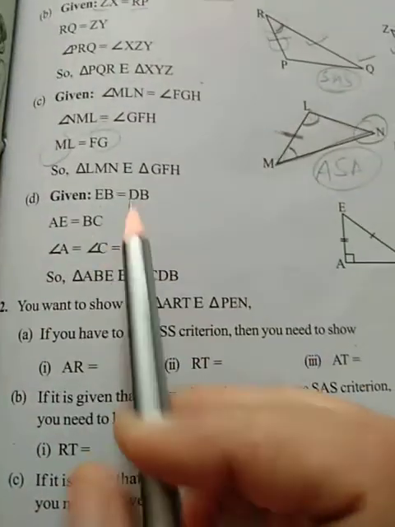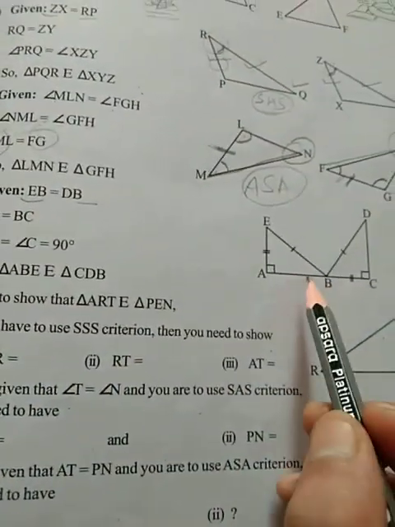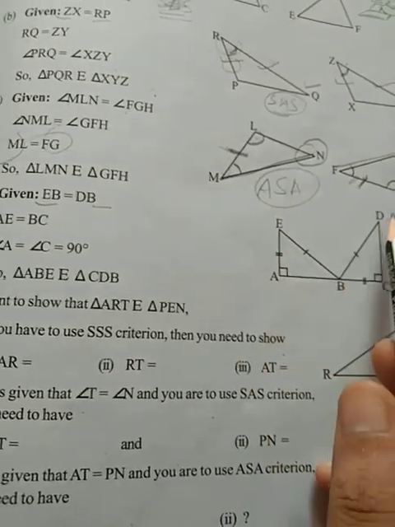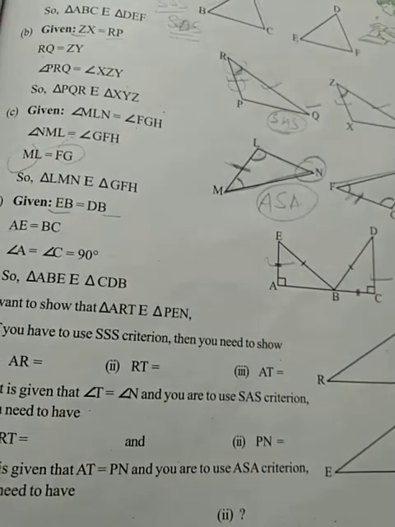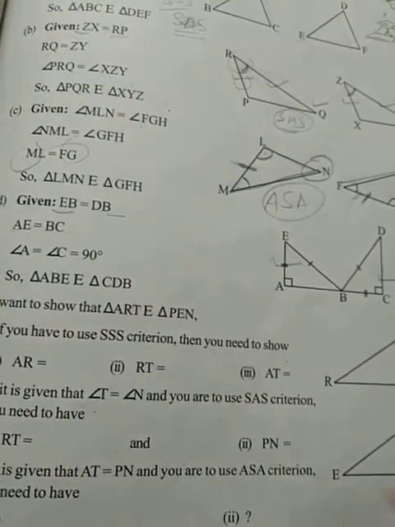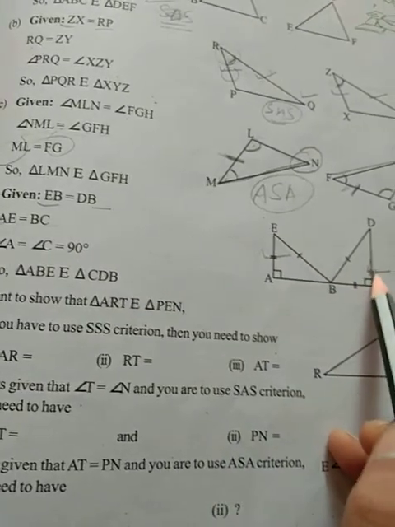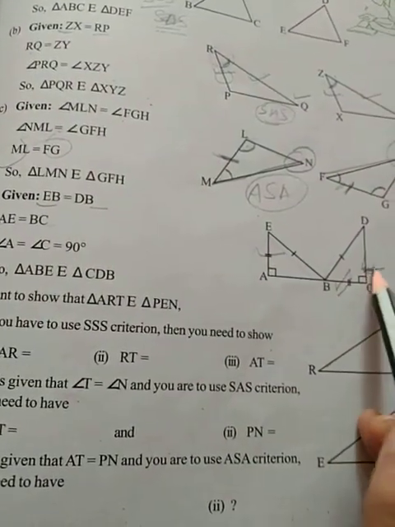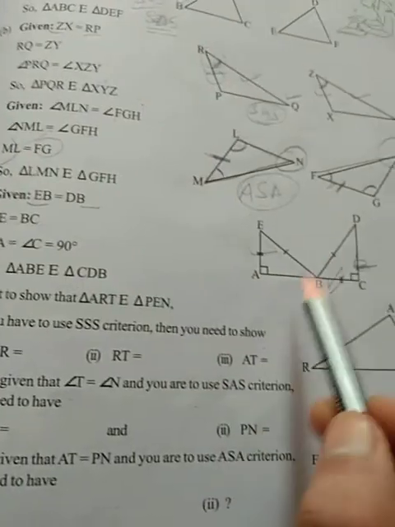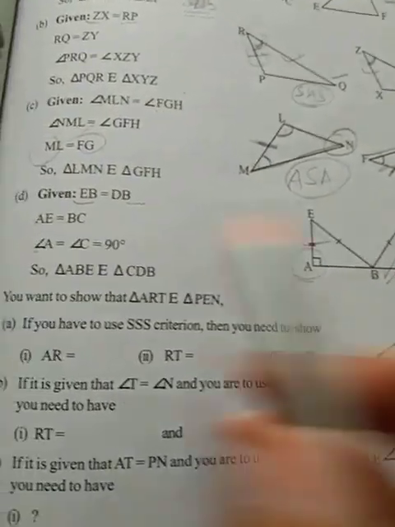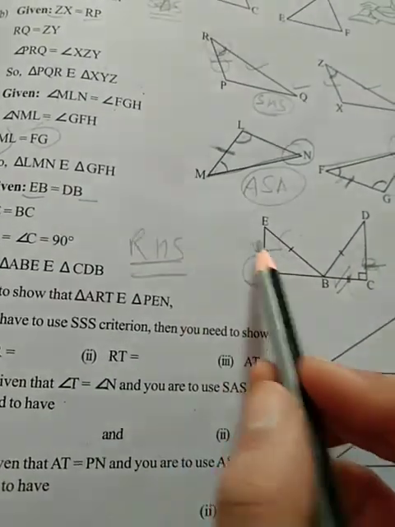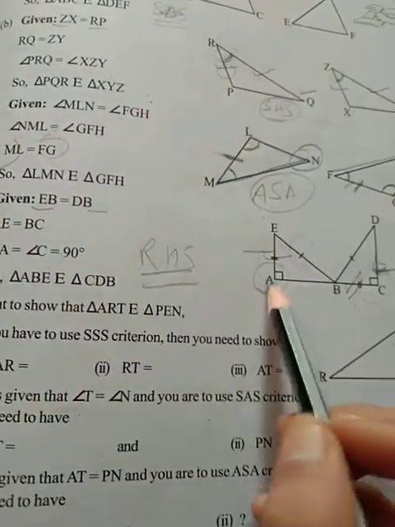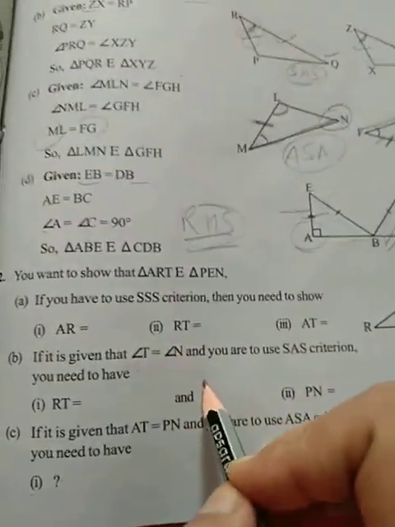Okay, now see this one: EB equals DB, AB equals BC, AE equals CD. Now angle A equals angle C. So that means by RHS criteria. See this one, hypotenuse, hypotenuse, and this side equals this side, right angle. So by RHS criteria, they are equal. So this also you can do.